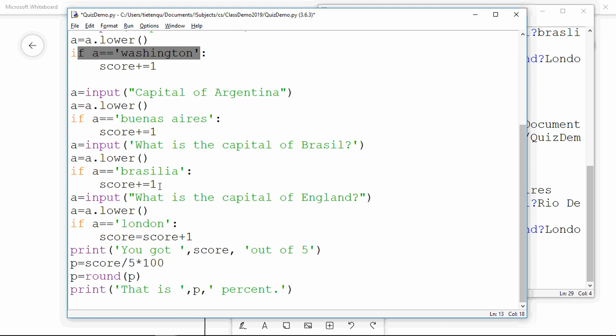So that takes us down to the end. They're all pretty much the same here. Takes us down to the end, and I'm printing you got score out of 5 because I know there's 5 questions, and I've been adding to the score every time they're correct. Then I wanted to display it as a percent. So if my score is out of 5, I divide by 5, multiply by 100. That's going to give me my score as a percent, and then I'm rounding it because usually when you score something out of a percent, you don't keep decimals. And so finally, at the very end, I'm printing out what the score is as a percentage.